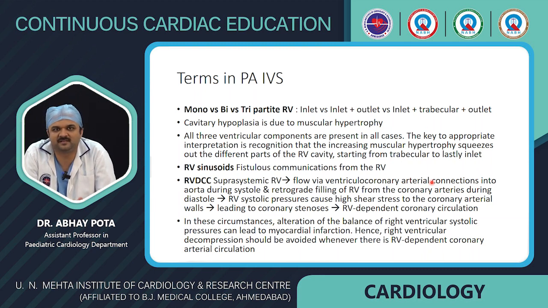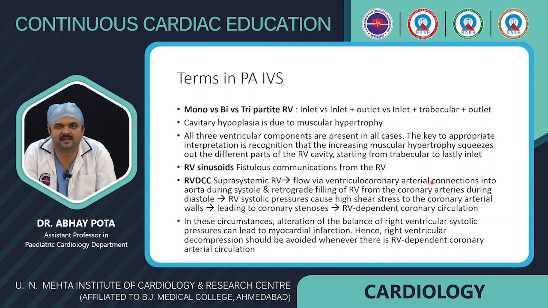So high RV systolic pressures cause high shear stress to the coronary arterial walls, leading to coronary stenosis, and hence there will be RV dependent coronary circulation. What does RV dependent coronary circulation mean? It means that in certain circumstances, alteration of the balance of right ventricular systolic pressures can lead to myocardial infarction, because coronaries are getting filled from RV systolic pressure. Hence, any right ventricular decompression procedure should be avoided whenever RVDCC is present.